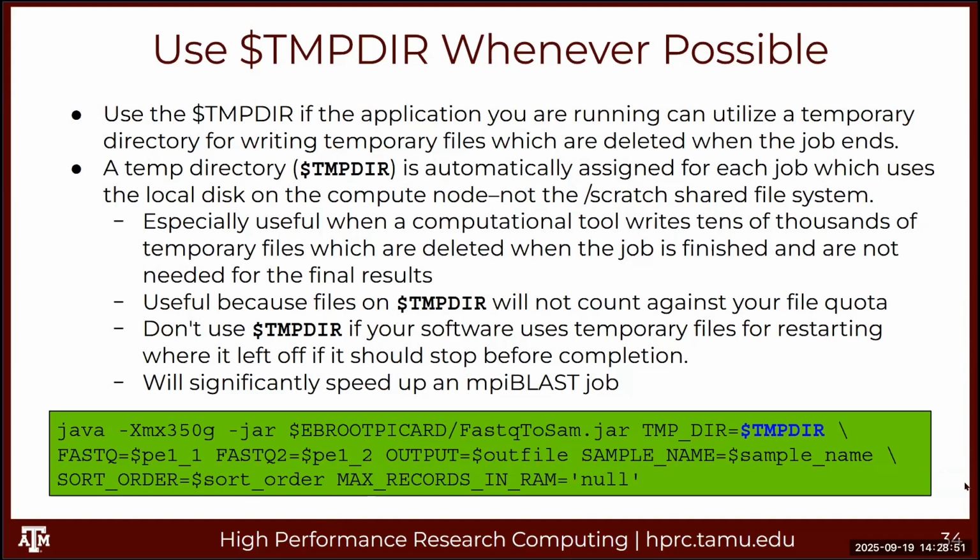So if you can specify a temp directory in your command somehow, like for example this tool, you can actually specify a temp directory, then you can do it this way. Now, $TMPDIR, all uppercase, doesn't exist on the login nodes. It only gets created when the job is created. It's temporarily there. You use it when your job is running, and when your job completes, that directory gets deleted. So it is a temporary directory.